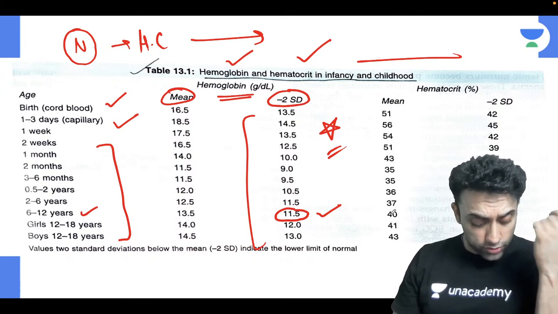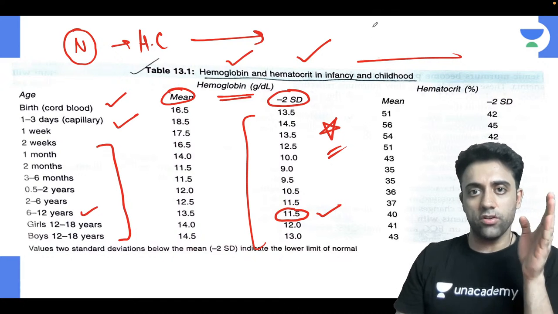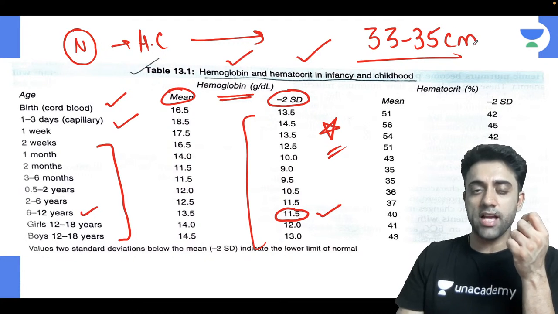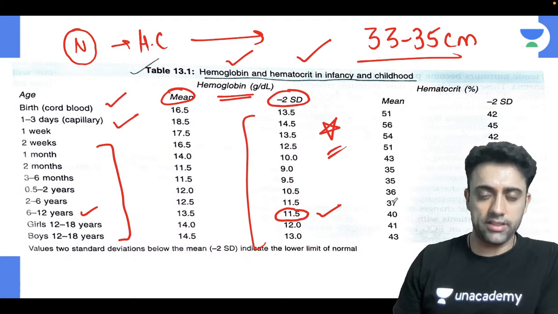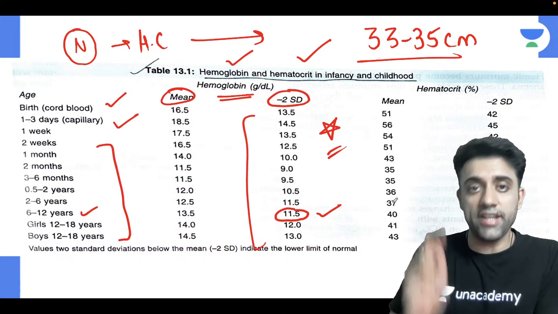Exactly. So, Osama is telling you, Das, I think it's 31 centimeter. Savan Singh, very good. Savan Singh is my good brother, giving very sweet answers. 33 to 35 centimeter. The normal head circumference of a newborn is 33 to 35 centimeter. Very, very, very important question.